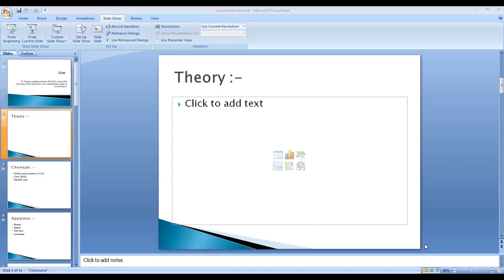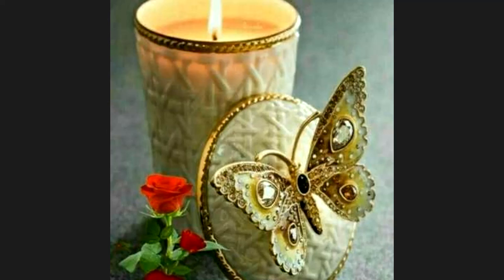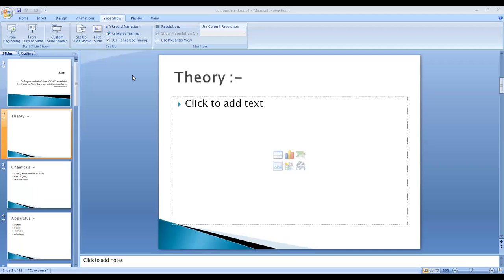So this is the introduction about the lambda max. Now we will move towards the next part, the requirements. Okay, so we will go towards the requirements.